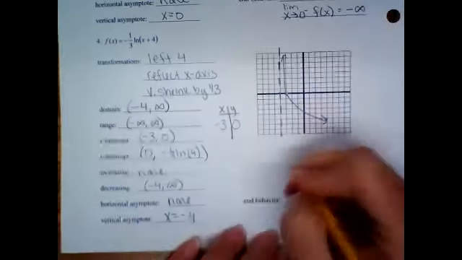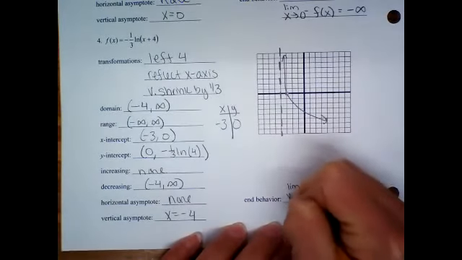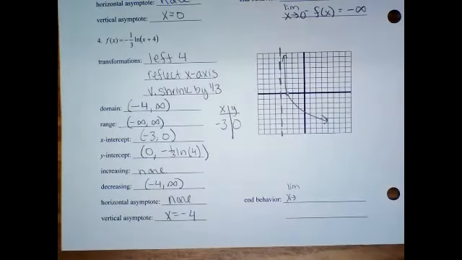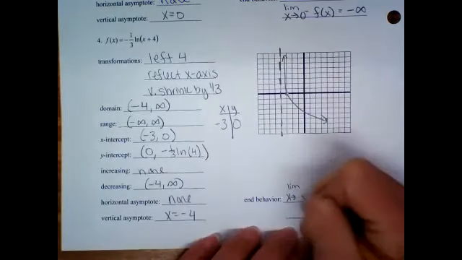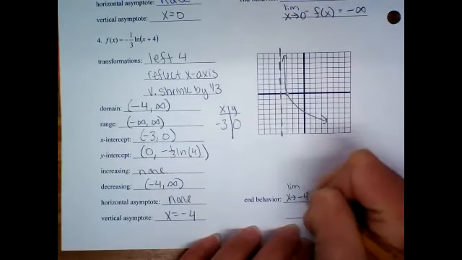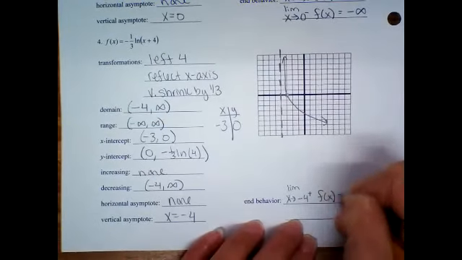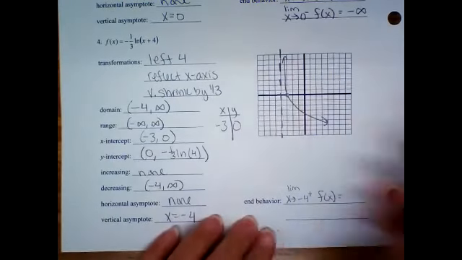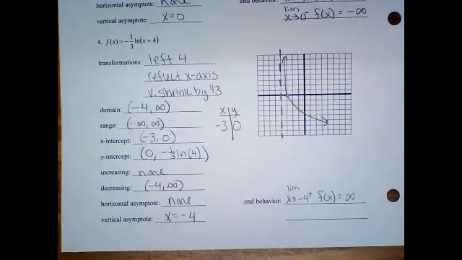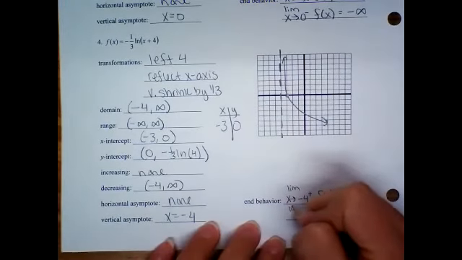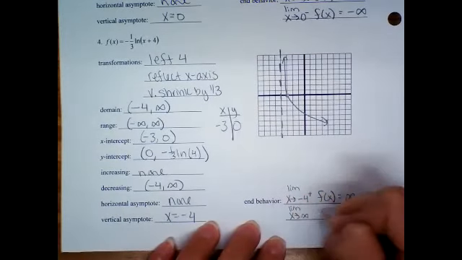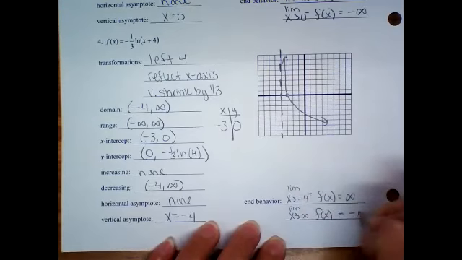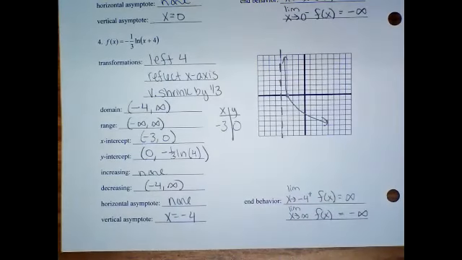And then end behavior. The first one would be limit as X goes to where? Good, -4 from the positive side, good. -4 from the right. That arrow goes up, so positive infinity. And then the right side, limit as X goes to positive infinity of the function, that side goes down, so -infinity.